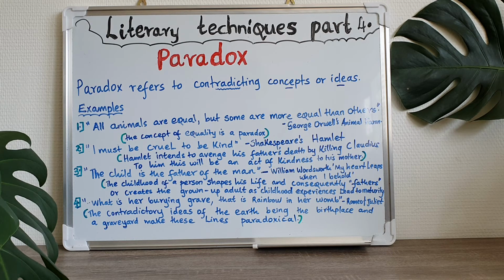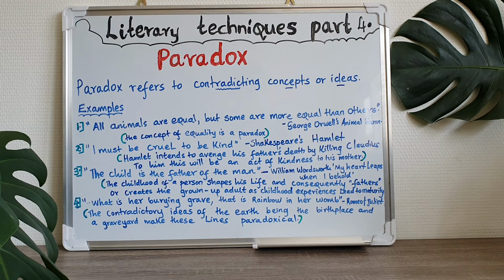Now, the question is, what is the effect of using this paradox in this line? I must be cruel to be kind. Now, this particular line projects a theme. There is a theme that is projected through this line. I must be cruel to be kind. And that is the theme of, you could say, family love, family loyalty. But also you have the theme of revenge, okay?